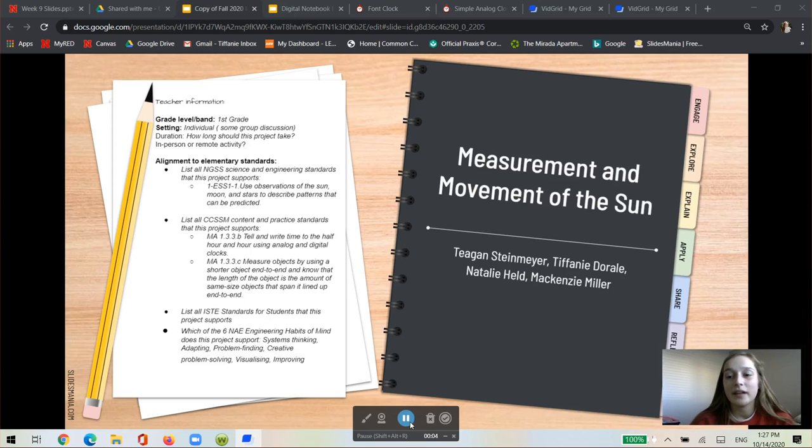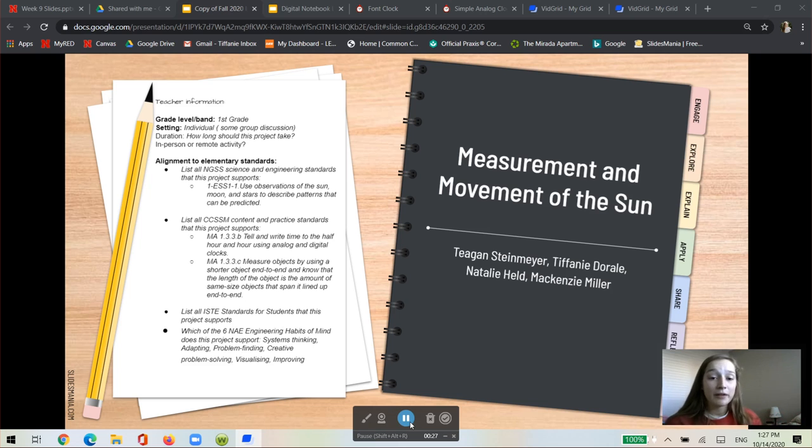I did the Engage and Explore section of our integrated STEM project for our lesson. It's titled Measurement and Movement of the Sun. The standards we picked were 1-ESS1-1: use observations of the sun, moon, and stars to describe patterns that can be predicted.